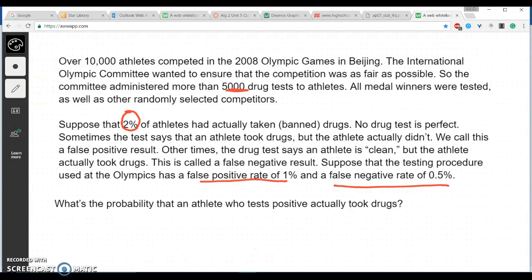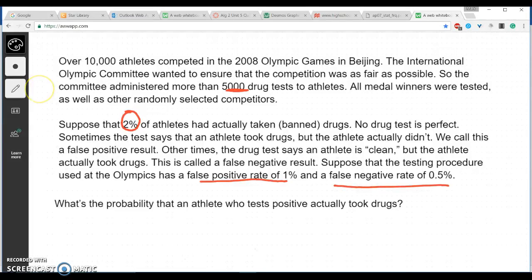But basically, they're testing Olympic athletes for drugs. And so say 2% of the Olympic athletes did drugs, and 98% didn't do drugs. And then say 1% had a false positive, and a false positive means that they weren't doing drugs, but the drug test said they were. And let's say 5% had a false negative, which means they were doing drugs, but they didn't get caught. So we're going to figure out the probability that an athlete who tested positive actually took drugs.